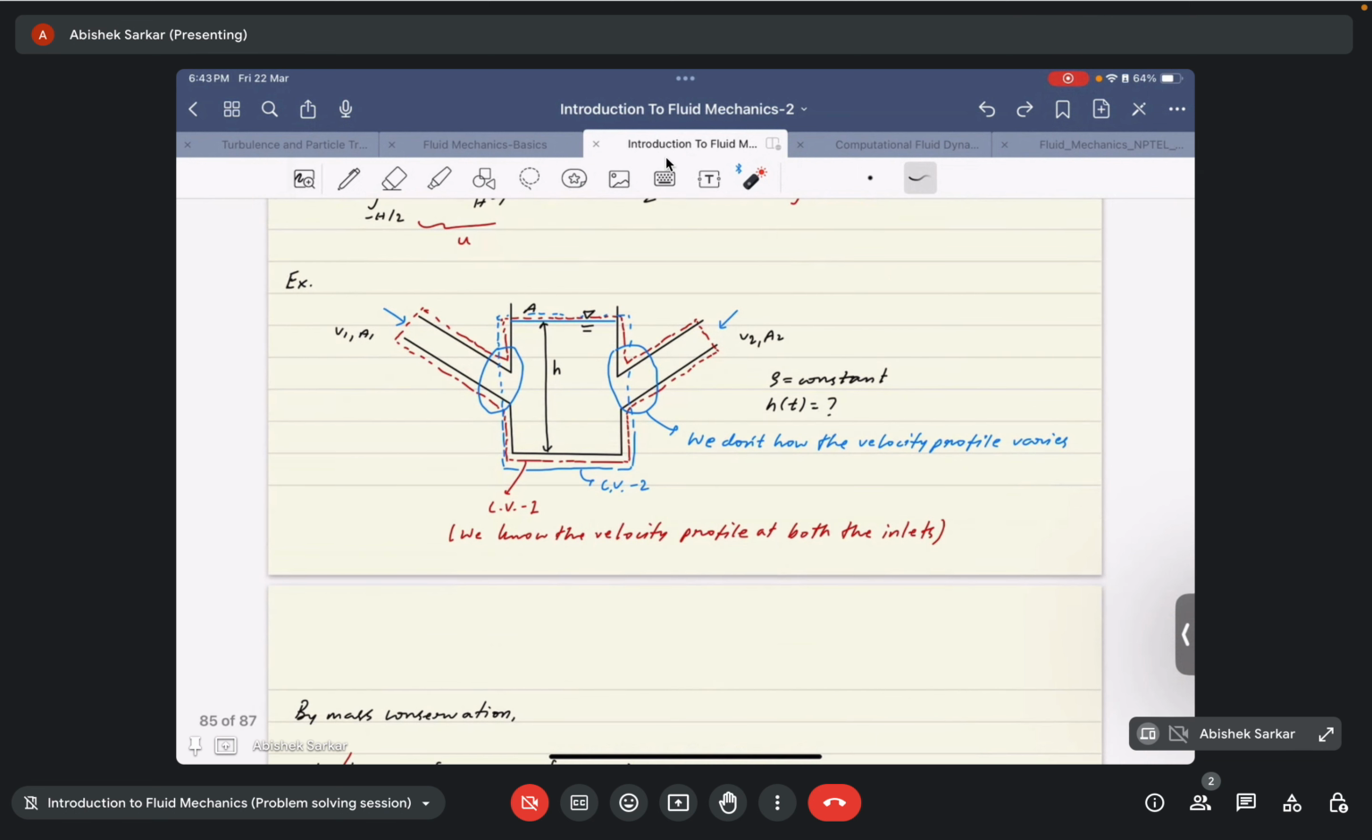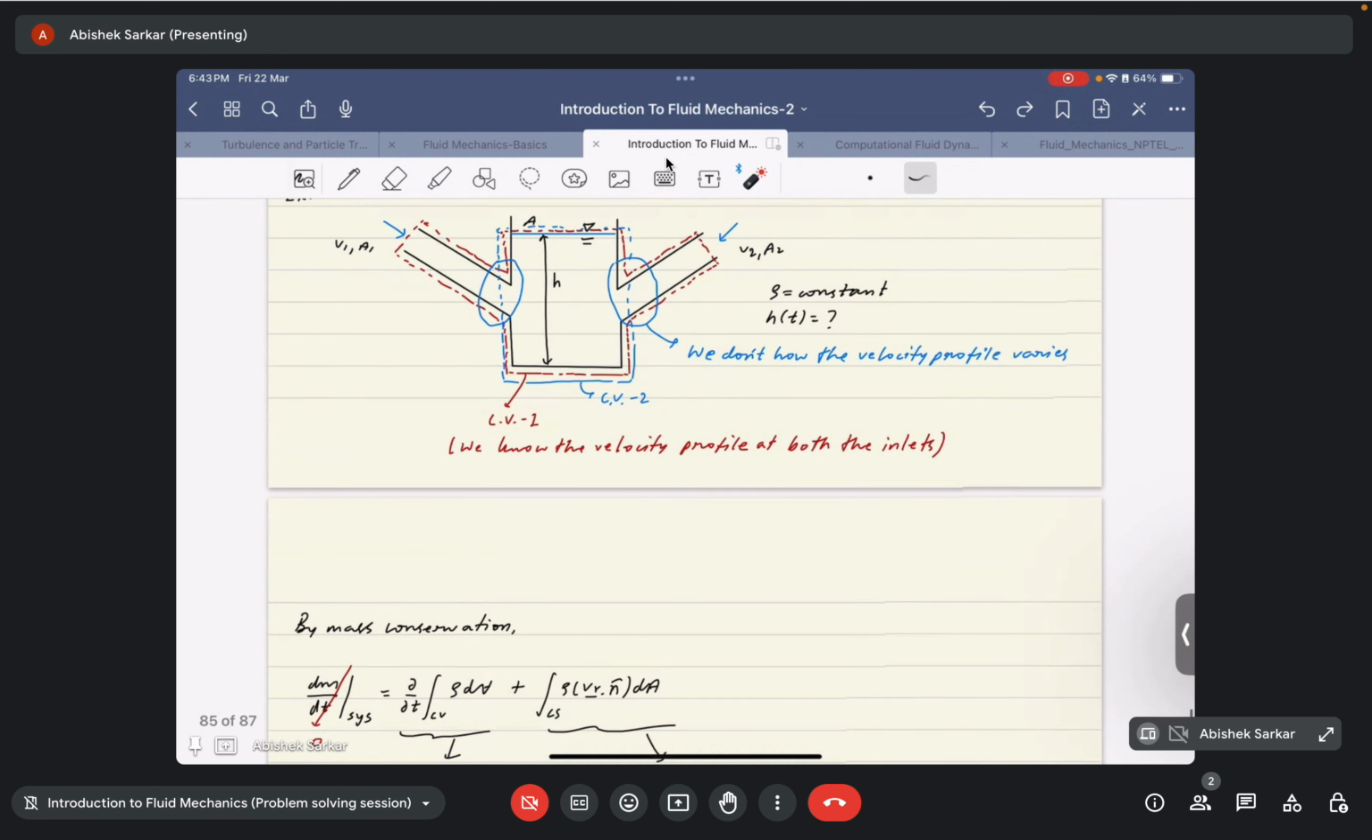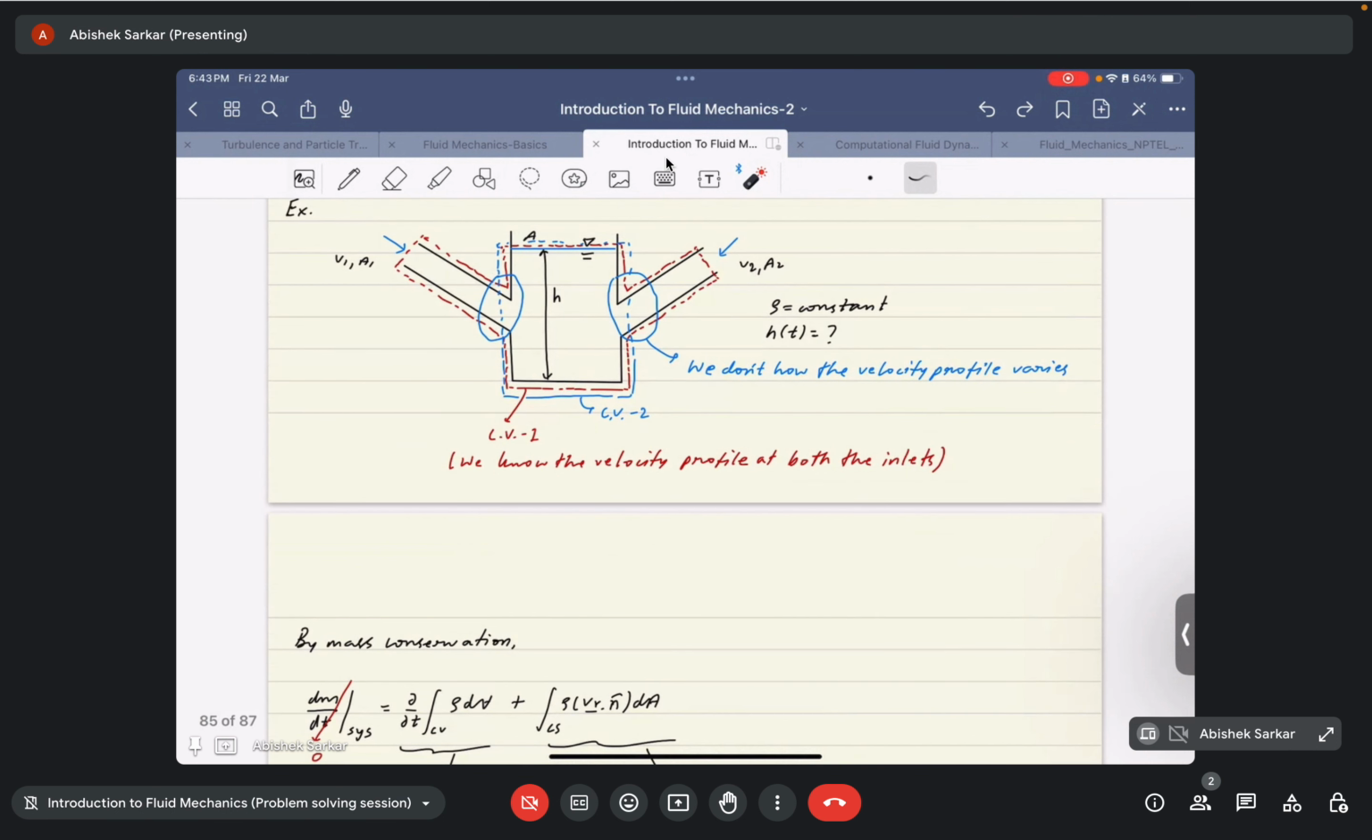So density, they've given the density is constant, you need to find the variation of height with respect to time for this particular control volume or particular vessel. Okay, so let the first choice of our control volume be the red dotted line that cuts the inlet of the two arms, and then the upper edge or rim of the container. Okay, so we'll see why not the blue one.